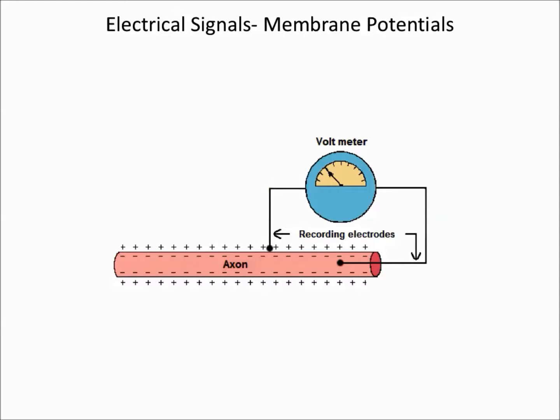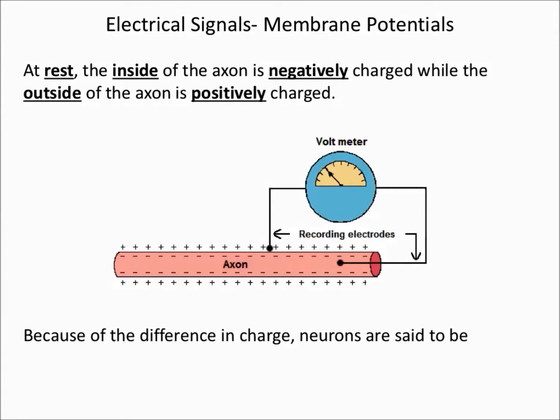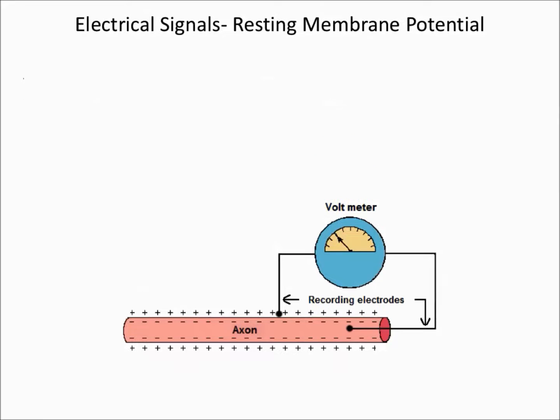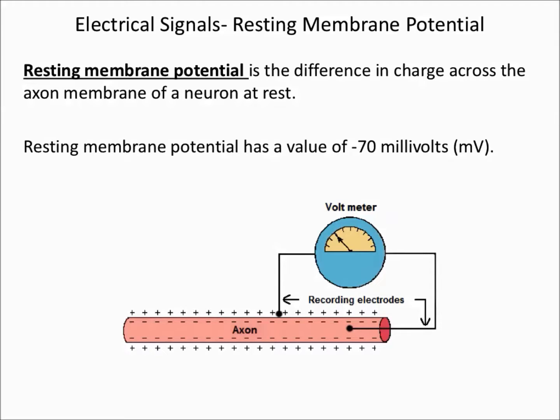At rest, when no ions are moving across the cell membrane, the inside of the axon is negatively charged, while the outside of the axon is positively charged. Because there is a difference in charge across the cell membrane, the neuron is said to be polarized. At rest, the axon has a charge across the membrane called a resting membrane potential. The resting membrane potential of an axon is roughly around negative 70 millivolts.